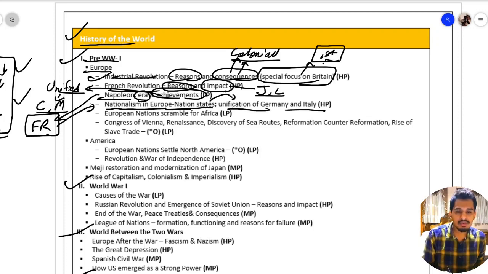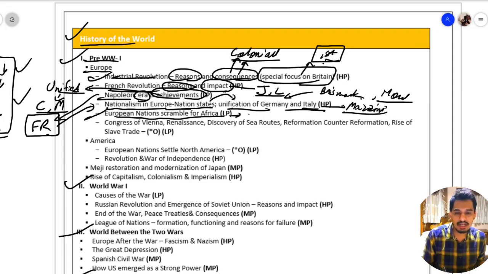So you should know who were the important personalities for unification of Germany. We have Bismarck, and for unification of Italy we have Mazzini. Okay, how did the unification come to being, that also you should know. Then we have European nations scramble for Africa, that how European nations decided to divide Africa among themselves so to reduce infighting.